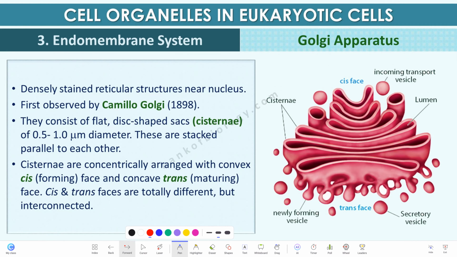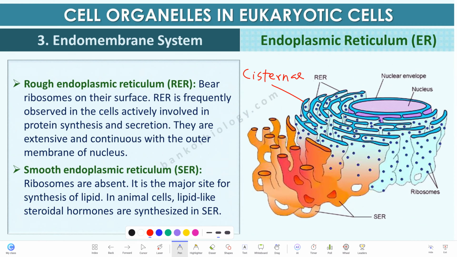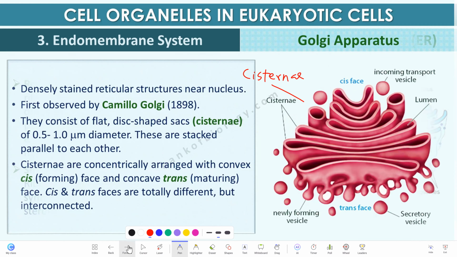And can you see here? These flattened structures are known as cisternae. Even here, these flattened structures have a name. These are cisternae. But the cisternae are interconnected. Can you see? It's continuous. But here, see the difference? They are not connected. They are not interconnected. They are parallel to each other, cisternae.